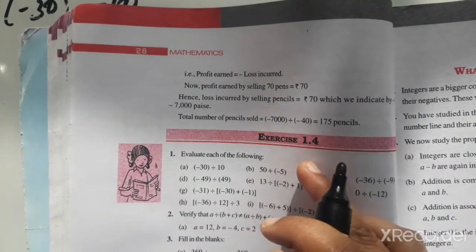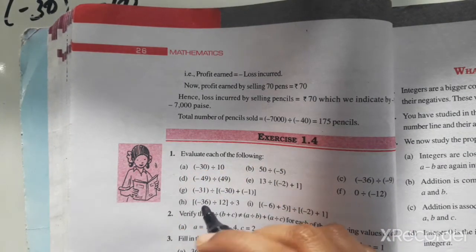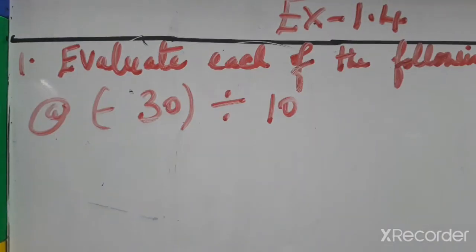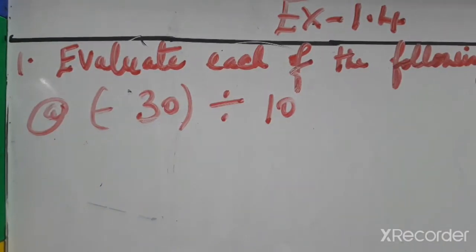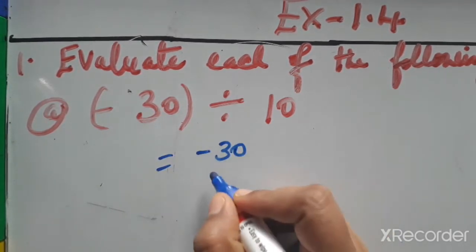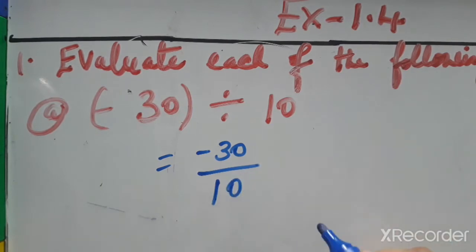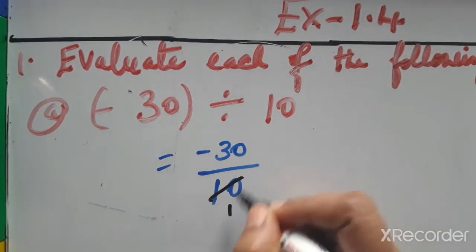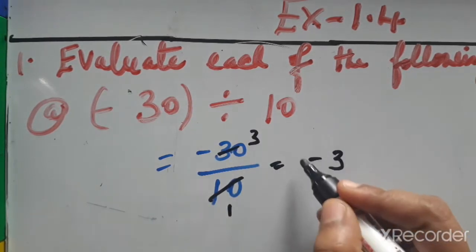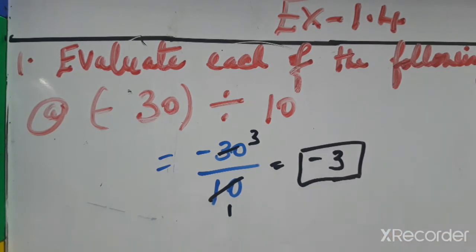Now exercise 1.4. Evaluate each of the following. A1, minus 30 divided by 10. How to write that? Minus 30 divided by 10 means minus 30 is the numerator and 10 is the denominator. Now in which table will it divide, children? 10 1s are 10, 10 3s are 30. The answer is minus 3.